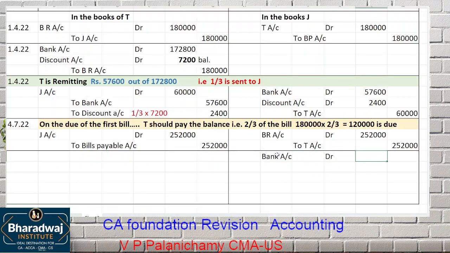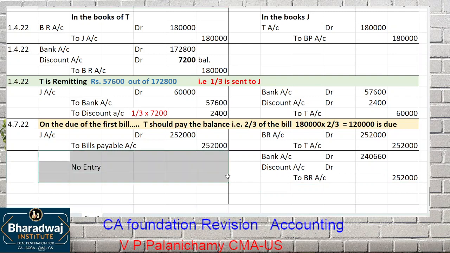Bank account debit, how much? 2,40,660. Discount account debit. This bill is drawn by me, so I will discount it. To which account? Bills receivable account. How much? No entry in your book, because this discounting is done by me.